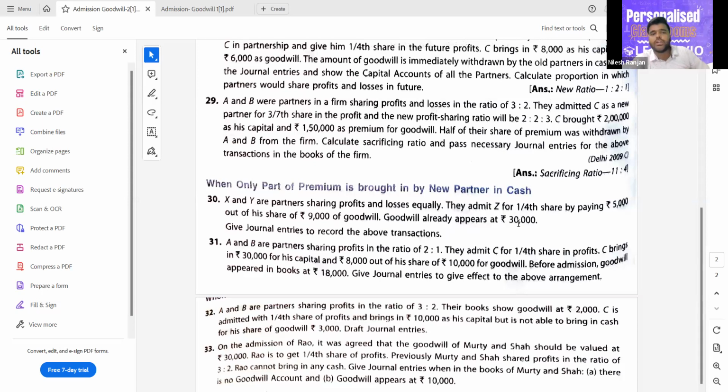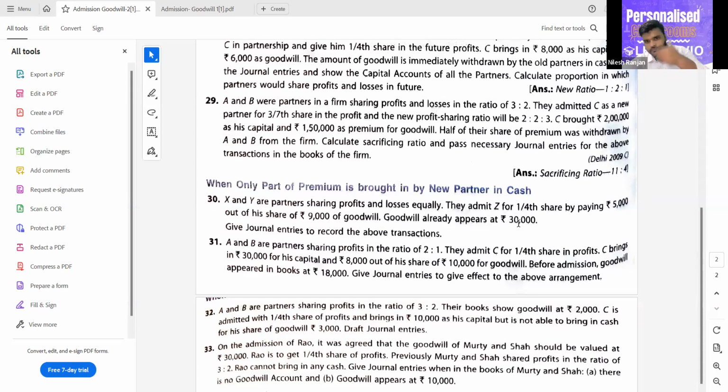Okay. So when only part of premium is brought in by new partner. We have discussed the goodwill when it is paid privately, when it is brought in cash, when it is brought in kind, and when full or part of goodwill is brought, or partly contribution by new partner. So the next part is when there is hidden goodwill in the question. Okay, sir.